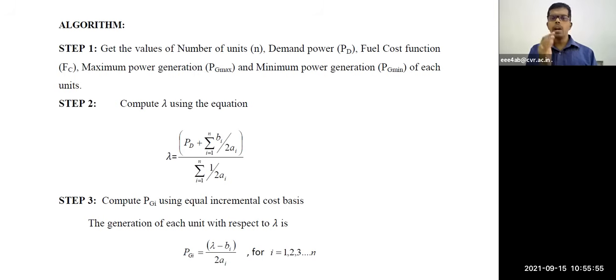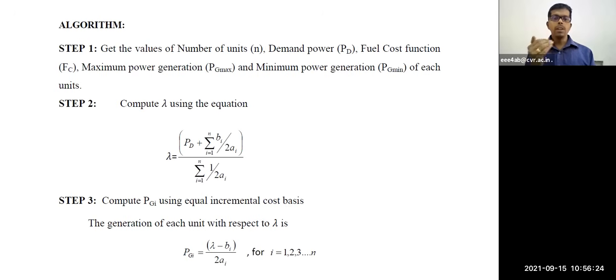So first of all, you have to read the problem correctly, and in some of the problems, only heat rate characteristics will be given, like H of P1, H of P2, or H of PI, like that. Only the heat rate function will be given. So if the heat rate function is given, the fuel cost also will be given. So we need to calculate the fuel cost function.